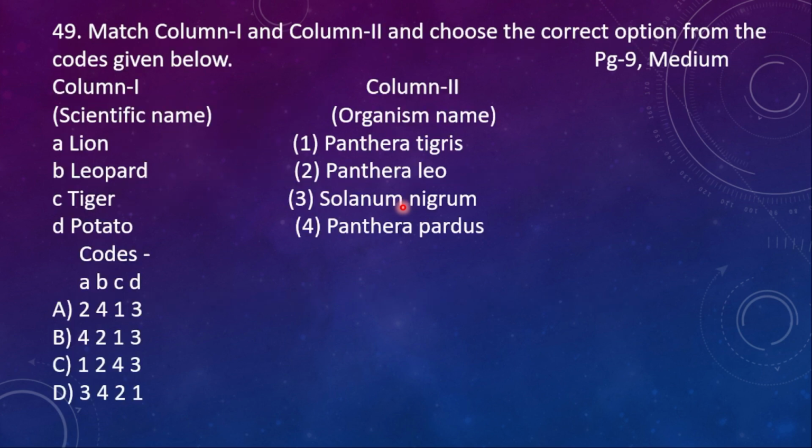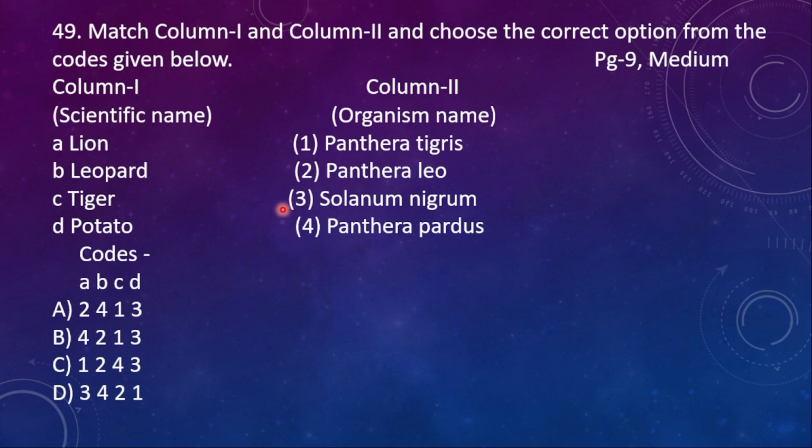49th one, a match the following type of question. Here the scientific names are given and then the organism names. Lion, Panthera leo; leopard, Panthera pardus; tiger, Panthera tigris, isn't it?